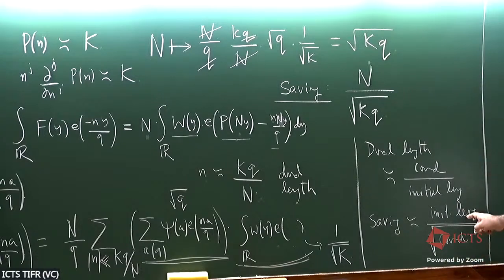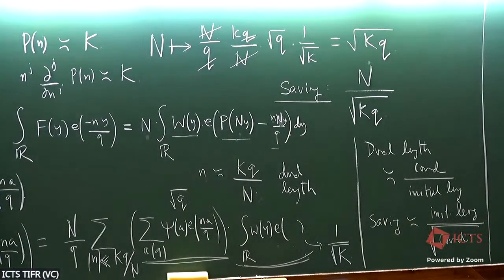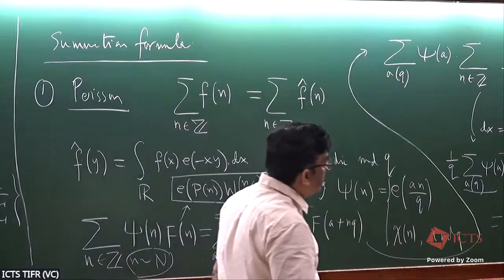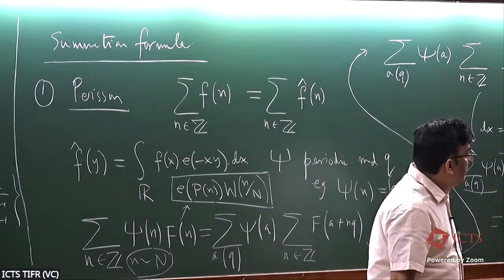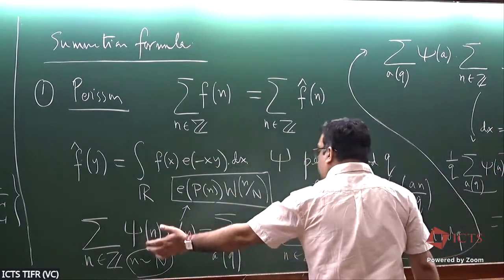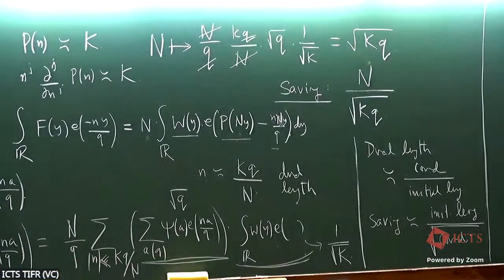If you want, you can say this is also the square root of the initial length by the square root of the dual length. That's basically what Poisson summation does. I'm ignoring the zero frequency because it behaves slightly differently, and your saving may be slightly different. But when you take a primitive character in place of psi n, there's no contribution from the zero frequency. So sometimes the zero frequency is not there at all.